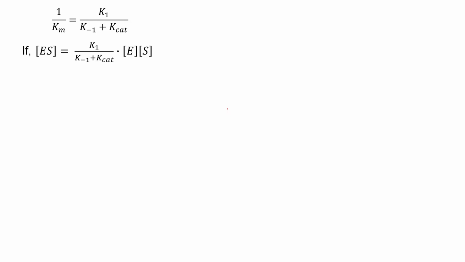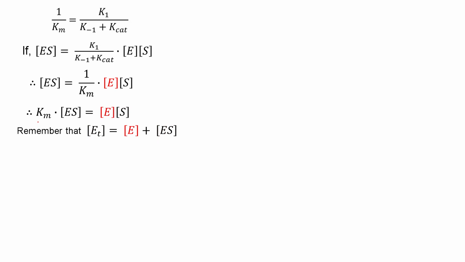So if our ES, as we have seen, is equal to K1 over K minus 1 plus K cat multiplying E and S, then our ES can simply be put as 1 over Km multiplying E and S. So we can multiply both sides by Km, and then we get exactly what we are looking for. We get the equation below.